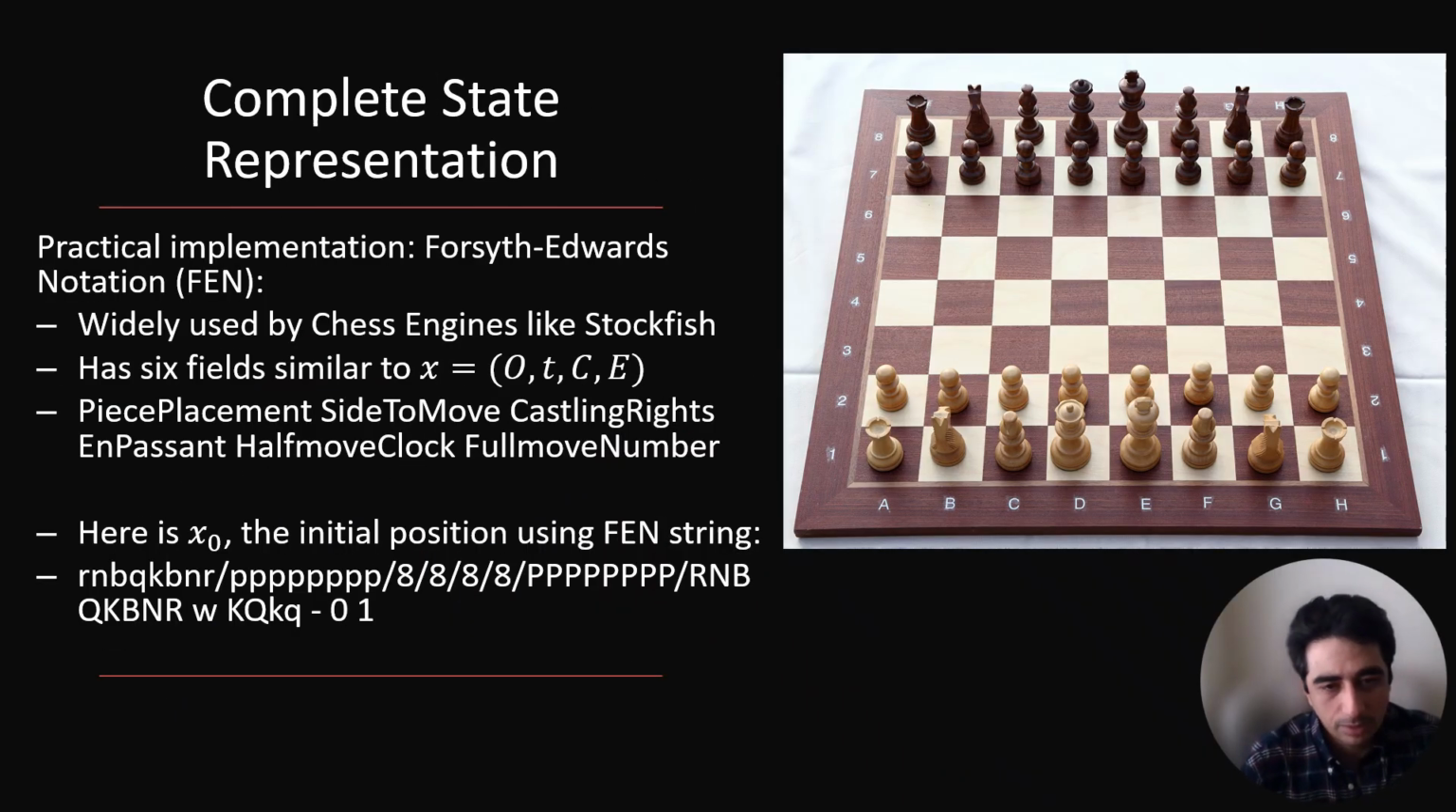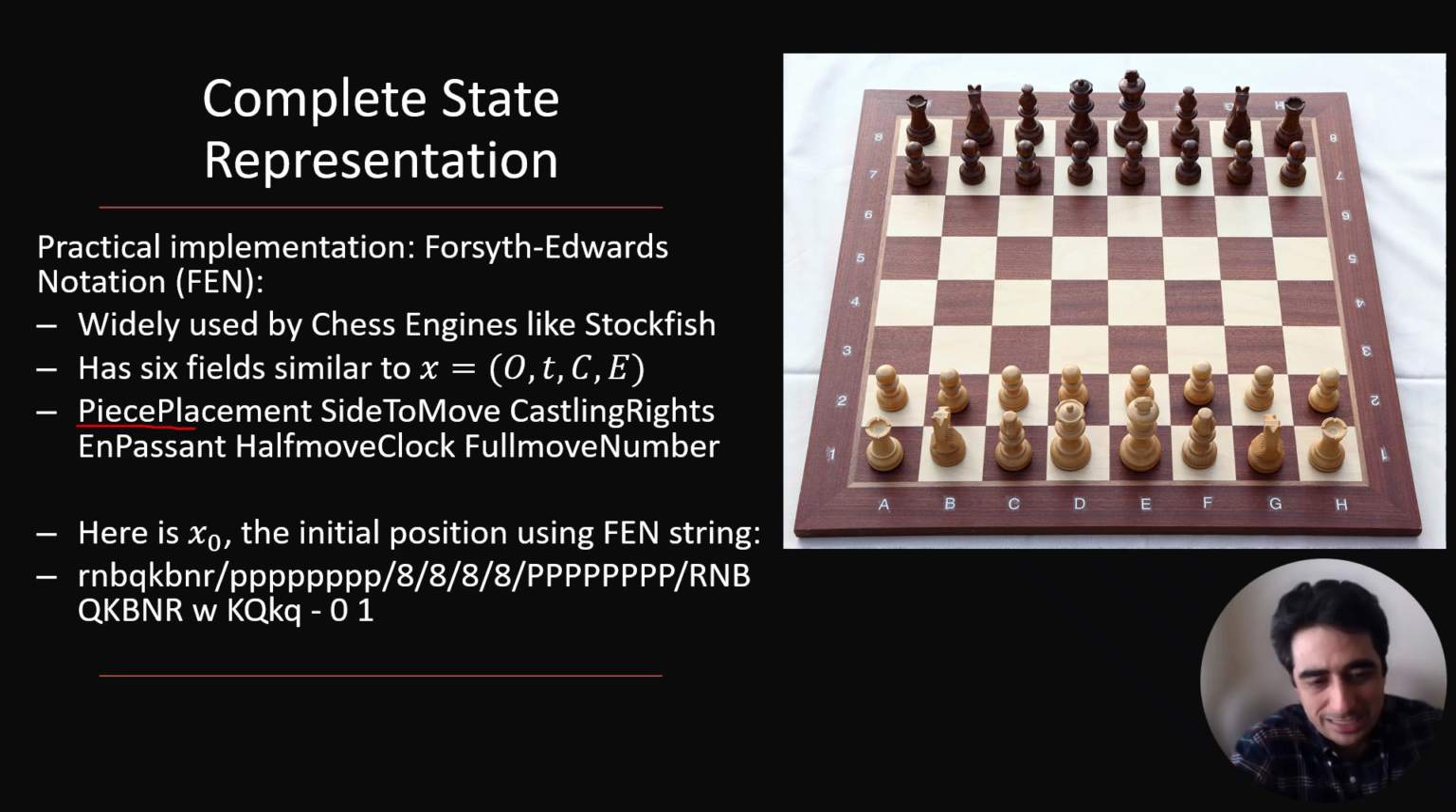Now let's look at the practical implementation of the game situation that I mentioned in the previous slide. It's proposed by Forsyth and Edwards. We call it the FEN, or Forsyth-Edwards Notation, because of them. And it's widely used by chess engines like Stockfish. It has 6 fields rather than the 4 that I showed you earlier because it has to contain more information, especially for the 50 move rule that forces a draw. But it's very similar. I'm going to quickly show you what those six fields are.